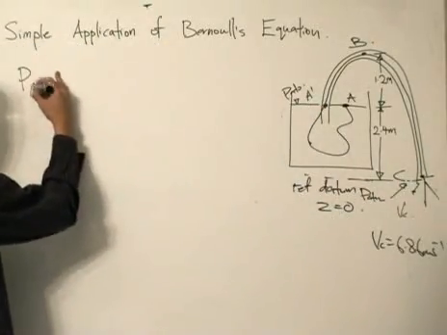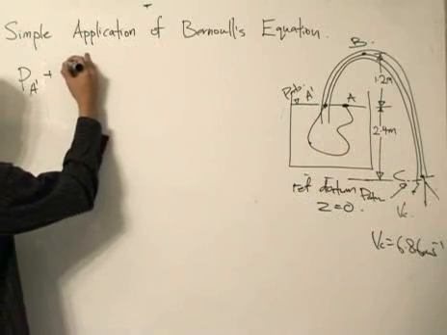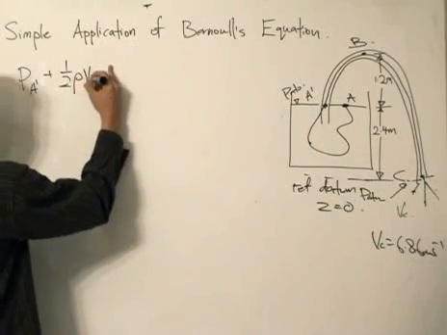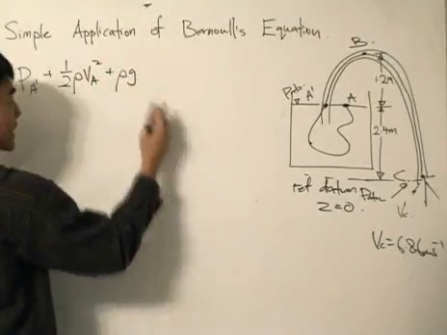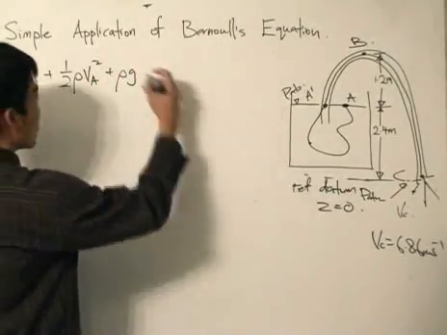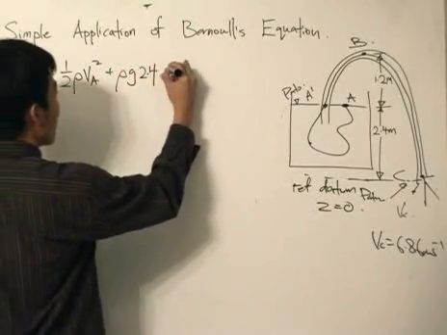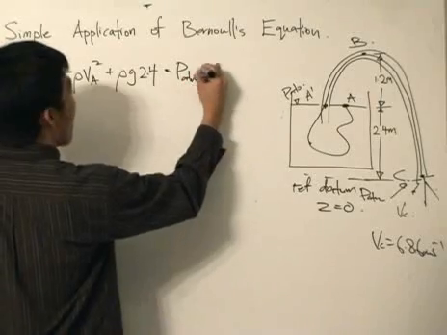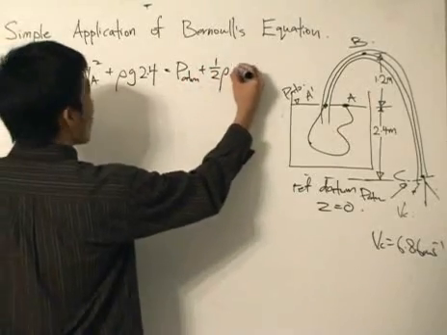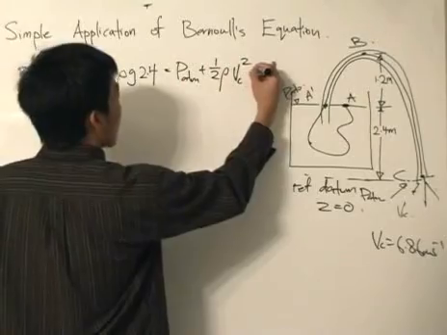So the pressure at A dash plus half rho Va squared. Let's just keep the Va squared there, plus rho g and the distance from the datum, which is 2.4. And it's going to be equal to the pressure at C, which we will just write as P atmosphere, plus half rho Vc squared and plus 0.